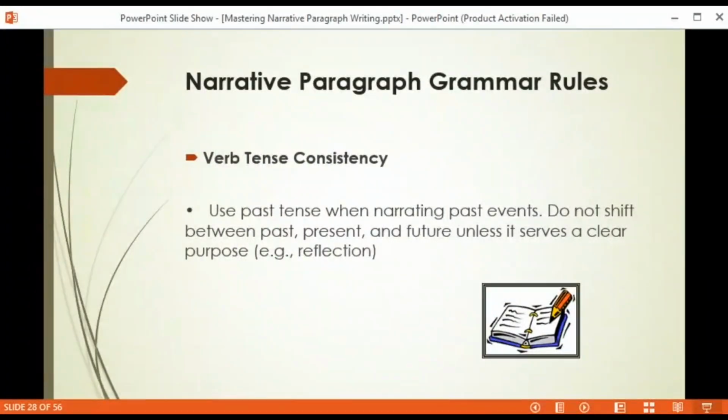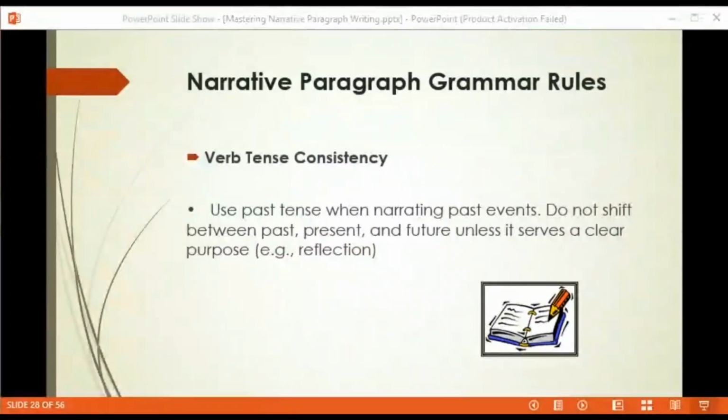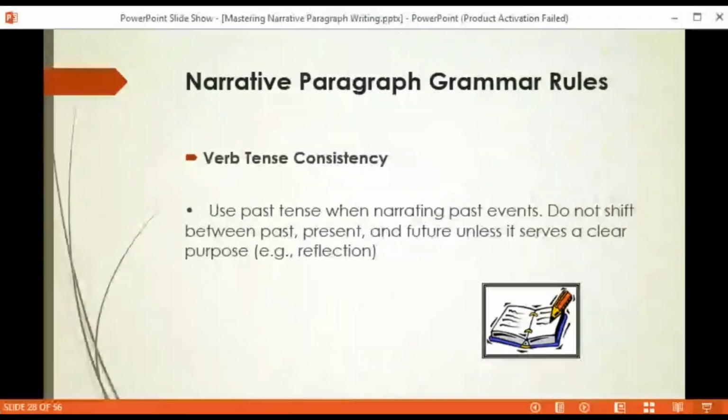Narrative paragraph grammar rules. We have grammar rules for the narrative paragraph. Verb tense consistency. Use past tense when narrating past events. You will use the past tense when you are writing a narrative paragraph. Don't shift between past, present, and future unless it serves a clear purpose, like reflection. Next slide, please.